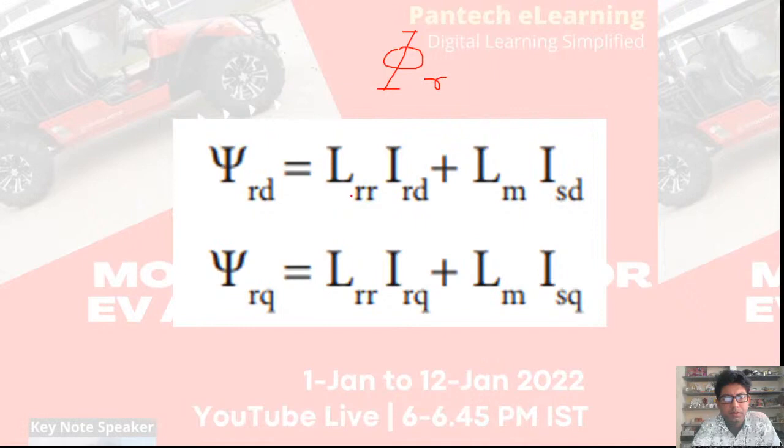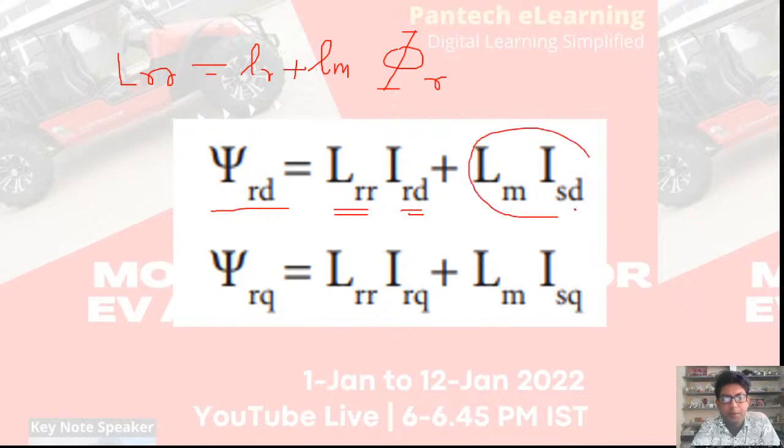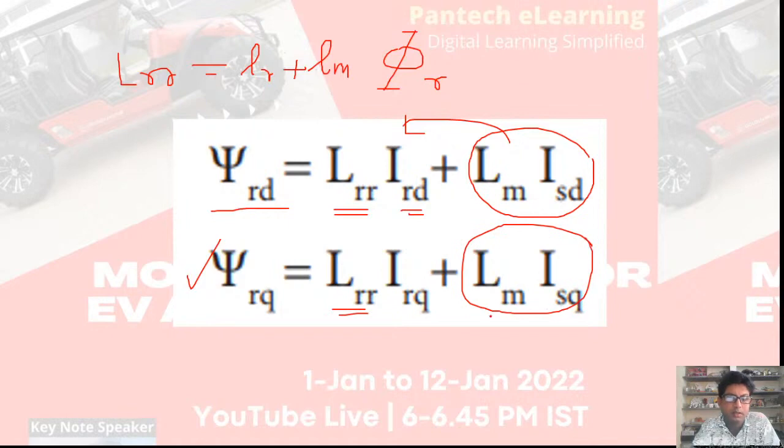Rotor flux is also simple. This LRR is equal to rotor self plus mutual. So rotor direct axis flux is equal to total rotor inductance into direct axis current plus mutual part into stator direct axis current. So this is induced from the stator side. Similarly, rotor quadrature axis flux is nothing but total inductance into rotor quadrature axis current plus mutual into stator quadrature axis current. Okay, so we have learned stator voltage equation, stator flux equation, rotor voltage equation and rotor flux equations.